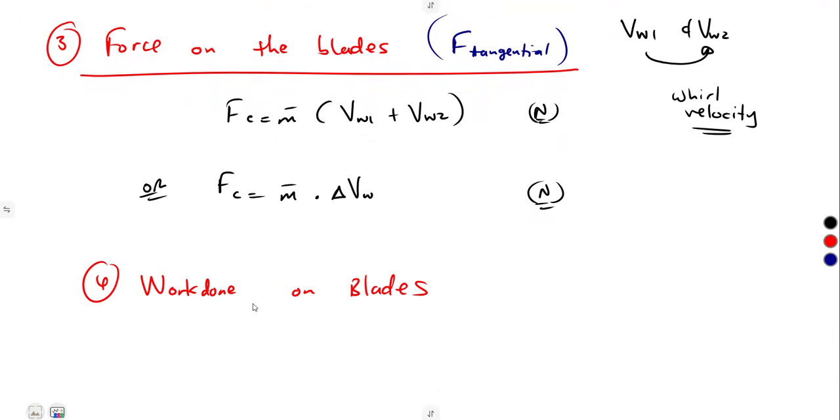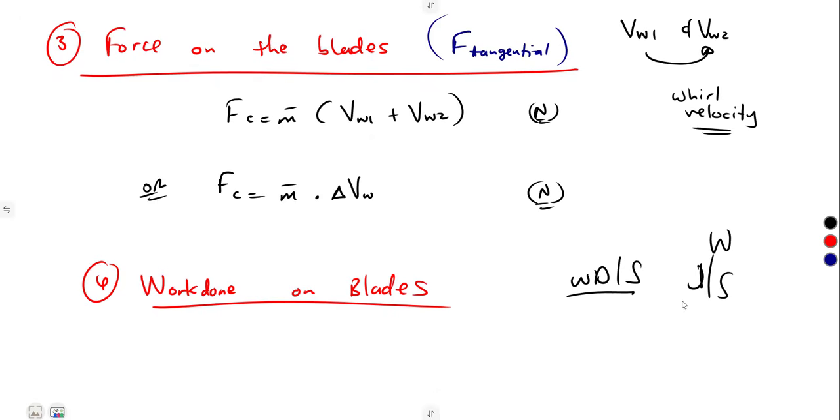No problem. The work done on the blades, when it is work done per second, represents power, joules per second. That's a watt, so it is simply equivalent to power. When you're calculating work done per second, you are calculating power. That is going to be from the tangential force. Remember, force times velocity gives us power. Power is equal to force times velocity.